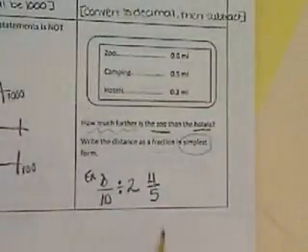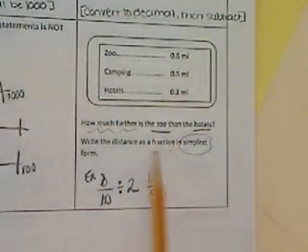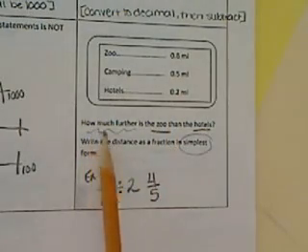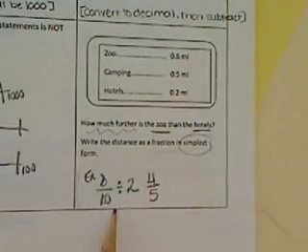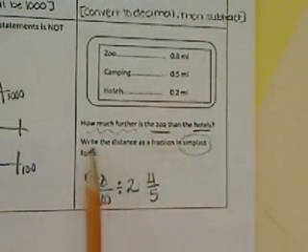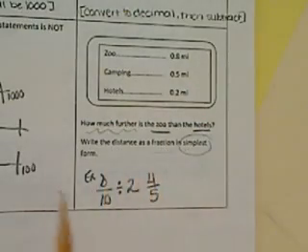On this next one, this one's a bit simpler. How much further is the zoo than the hotel? Well, here's the zoo, here's the hotel. You're going to need to put this in the simplest form. You're going to write it as a fraction and put it in the simplest form.